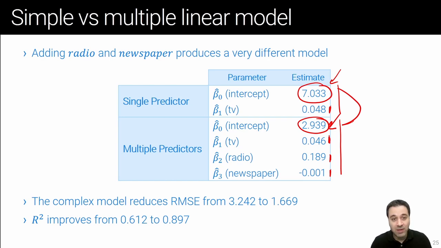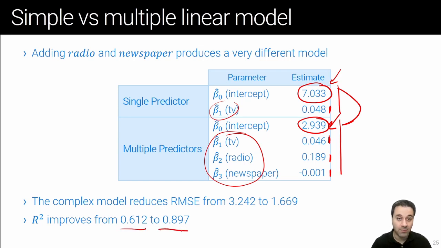Anyway, the thing is that the complex model, the one with the 3 predictors, reduces the RMSE from 3.2 to 1.7. So it's a much better model in terms of how well it makes predictions of sales given only TV or given TV, radio, and newspaper. And in fact, the R-square, telling us how well the model explains all the variability in the response, goes up from 0.61 to 0.9. So this second model would be able to explain about 90% of the total variability we have in the sales variable. So it's a much better model from that point of view.